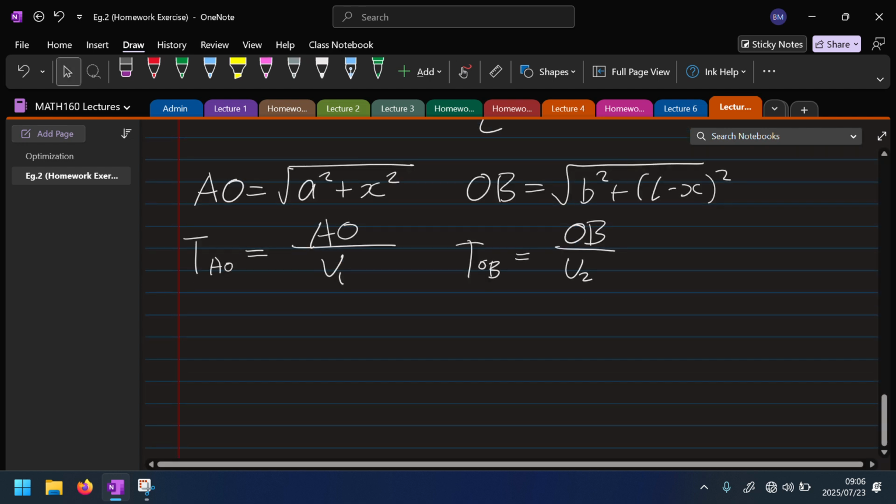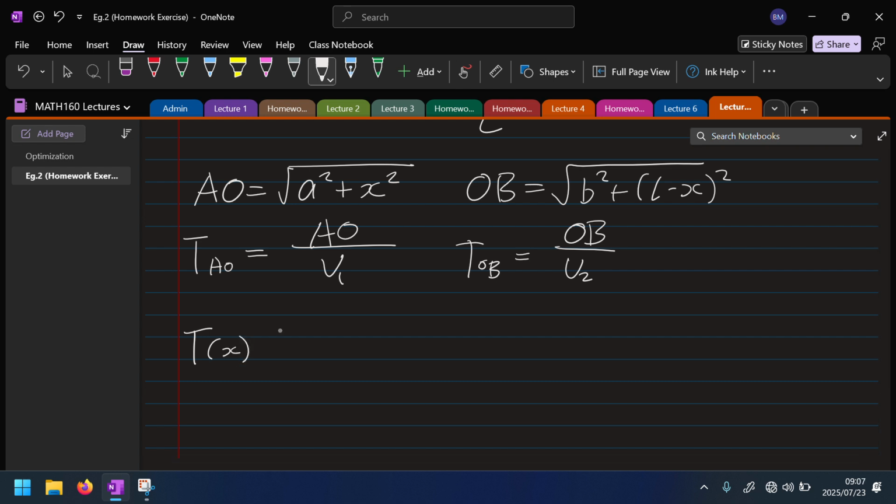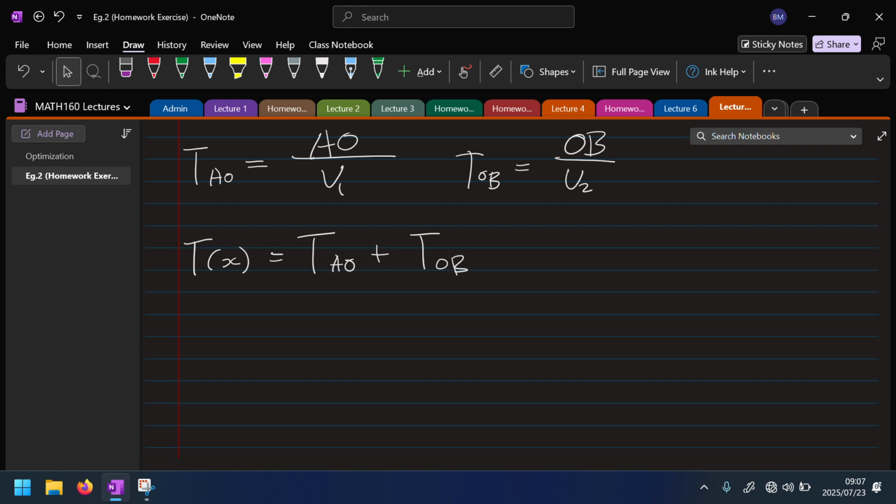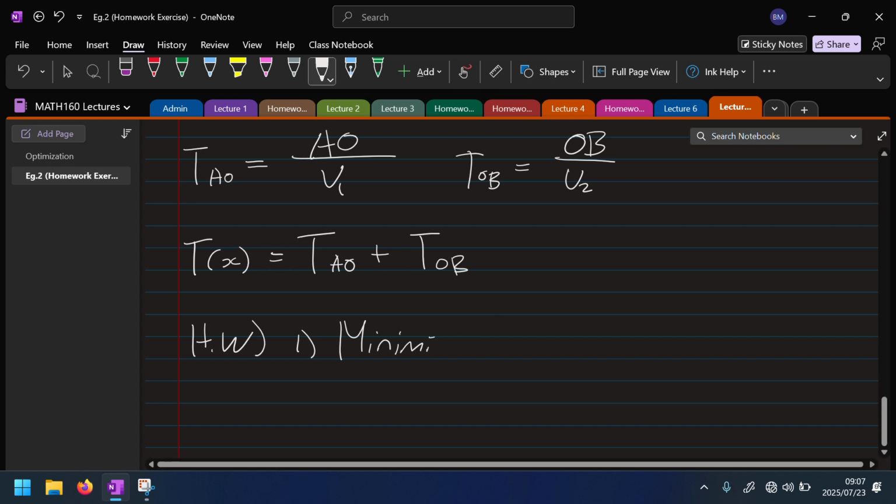So the total time T is going to depend on X, right? We've got the X there. This is going to be the time taken to go from A to O, plus the time taken to go from O to B. Is everyone okay with that? So that is the time function. What you're going to do for homework is minimize that, because we want minimum time. So homework starts from here. Number 1, minimize the time function.